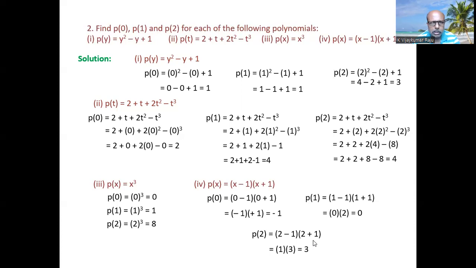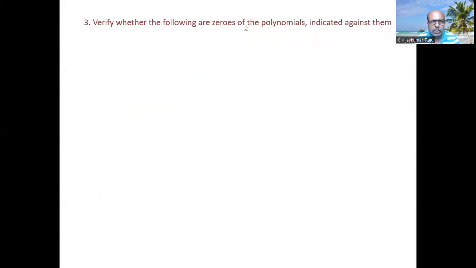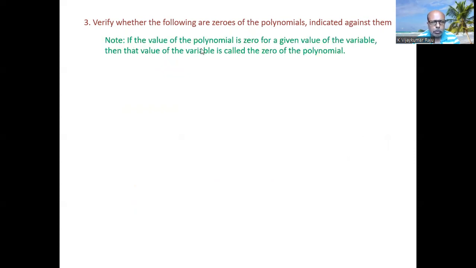Now let's go to the next question. Verify whether the following are the zeros of the polynomial indicated against it. Now what is it? See, if the value of the polynomial is 0 for a given value of a variable, then that value of the variable is called the 0 of the polynomial. That means if you are getting P of x as 0, then the value which you substituted in place of x is the 0 of the polynomial. That is the solution set, you can say. Once again, I read it: if the value of the polynomial is 0 for a given value of the variable, hence the value which we are substituting, then that value of the variable is called the 0 of the polynomial.